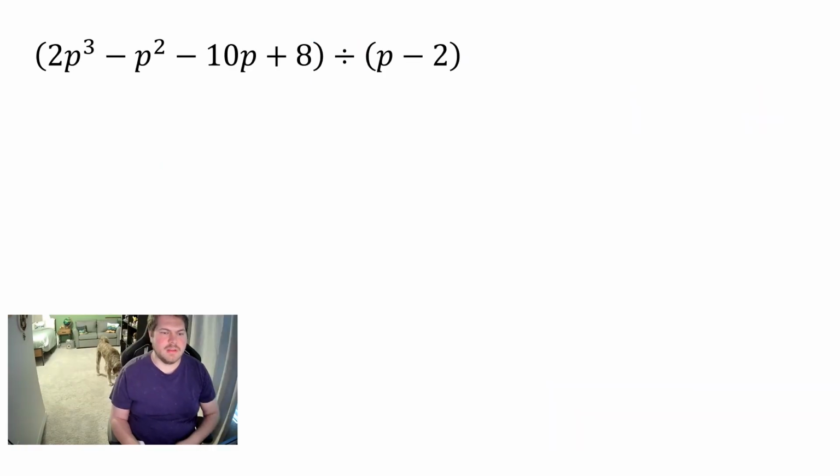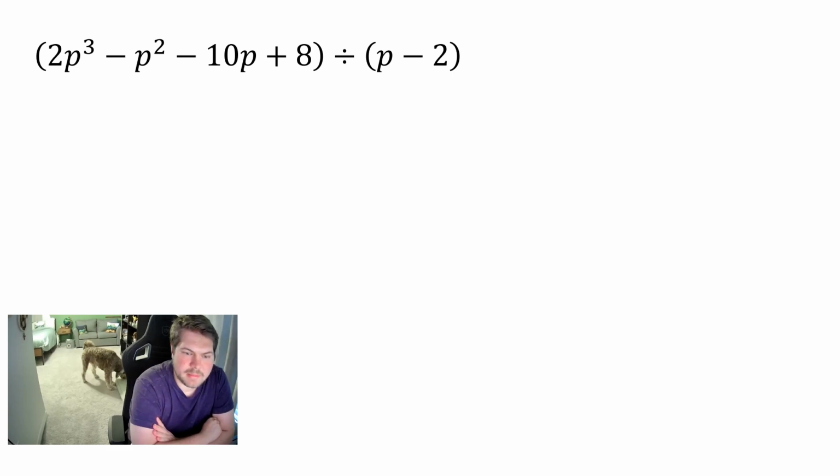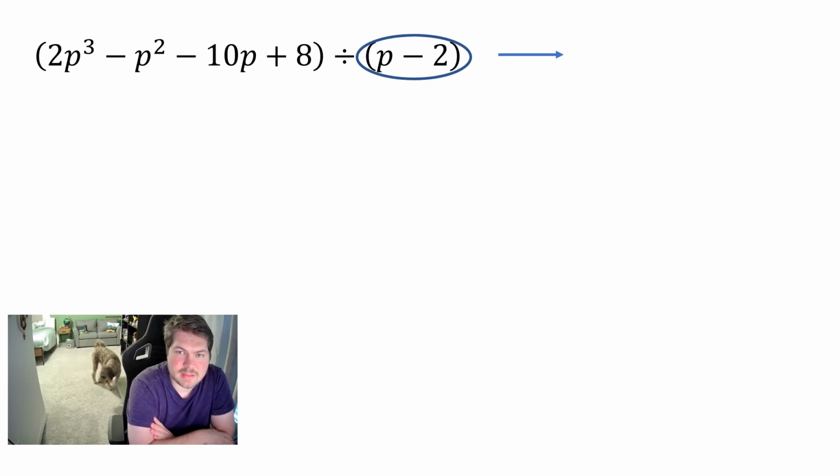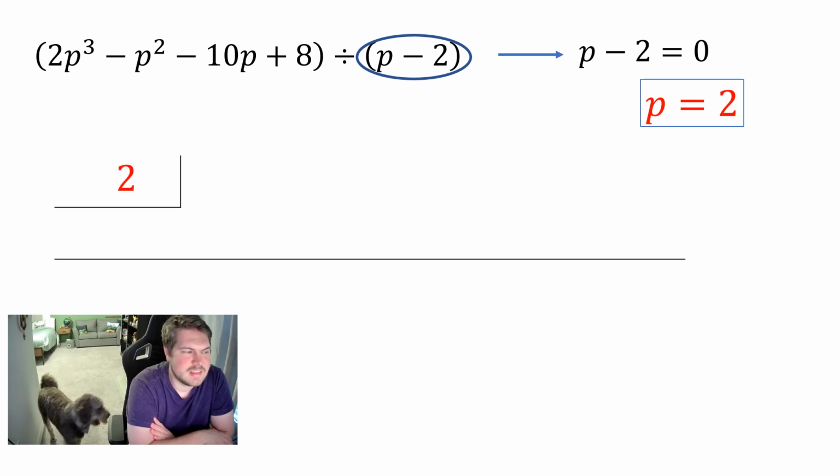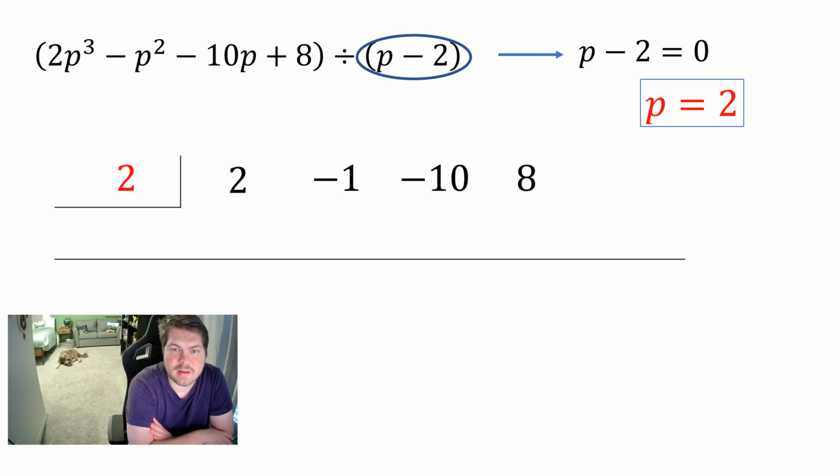All right, so we now have p minus 2, and we want to see what makes that 0. So obviously it's going to be +2, and we're just going to put that in a little box area. Now we bring all of our coefficients down, so 2, -1, -10, and 8. And then we're always going to bring the first one down. So 2 will come down, and then we'll do 2 times 2, and we get 4. And then -1 plus 4, or 4 minus 1, will give us 3.